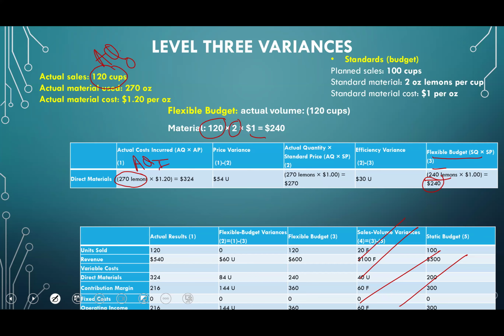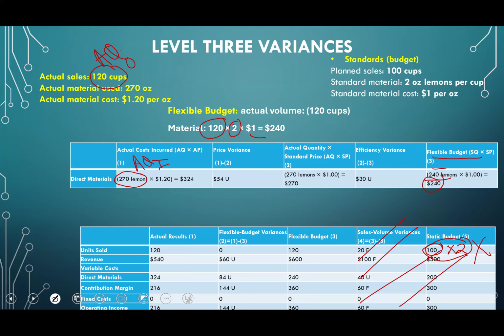Remember, just to clear the confusion, there is a third quantity which we are never using, which is my original budget quantity. How much was that? That one was 100 units at 2 ounces of lemon. Okay, 200 ounces of lemon, which I never use. Why? This budget of 100 units of lemonade never panned out.